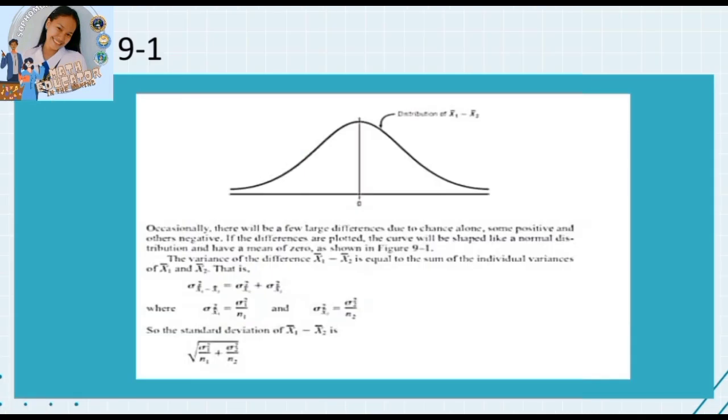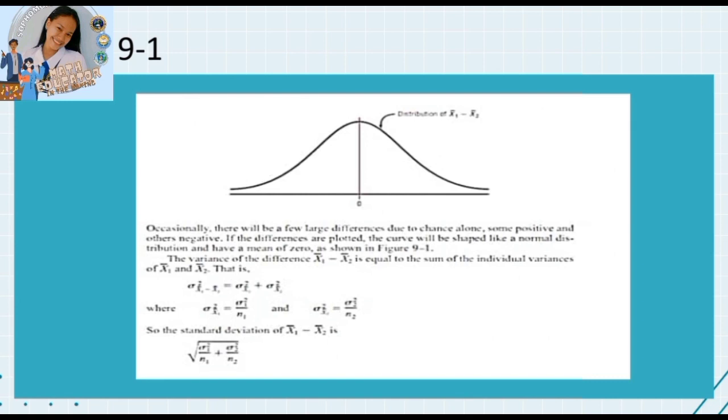Occasionally, there will be a few large differences due to chance alone, some positive and others negative. If the differences are plotted, the curve will be shaped like a normal distribution and have a mean of 0, as shown in figure 9.1. The variance of the difference of the first sample mean minus the second sample mean is equal to the sum of the individual variances of the first sample mean and the second sample mean.